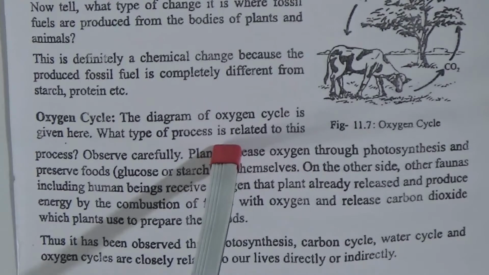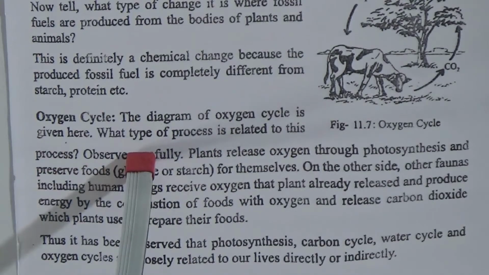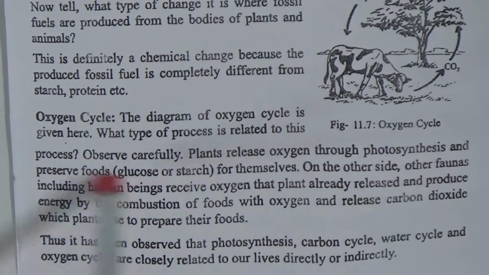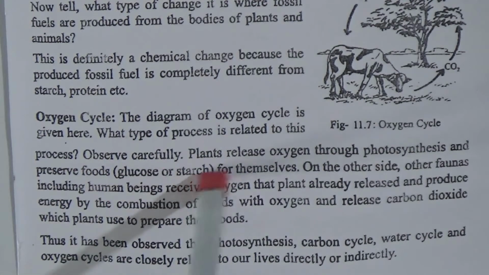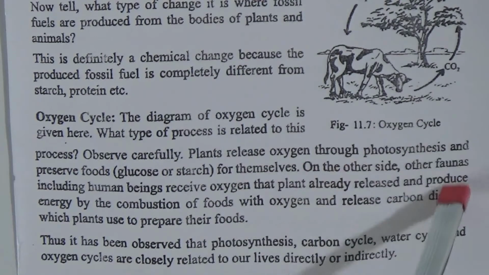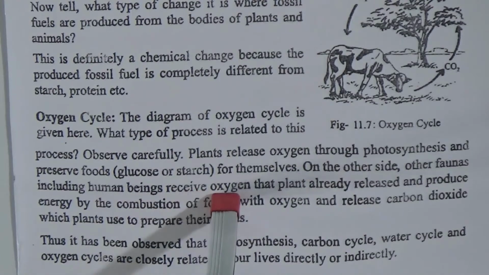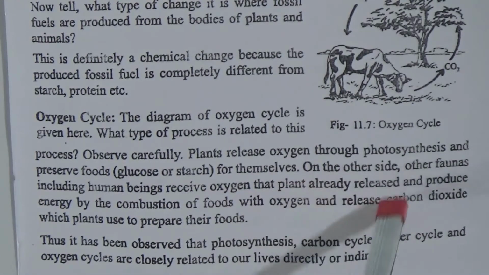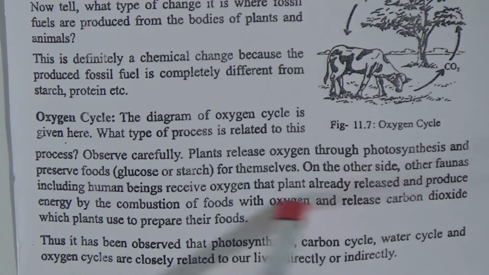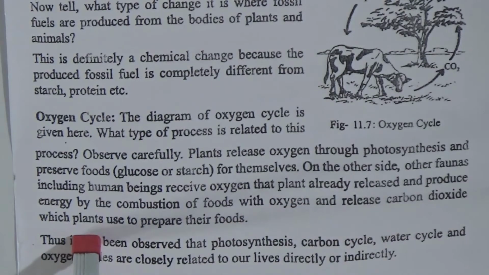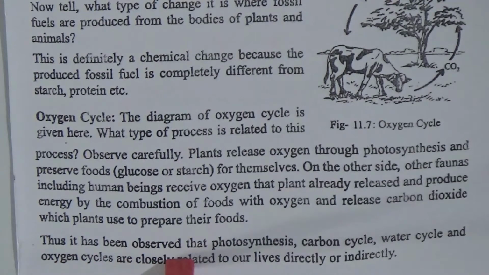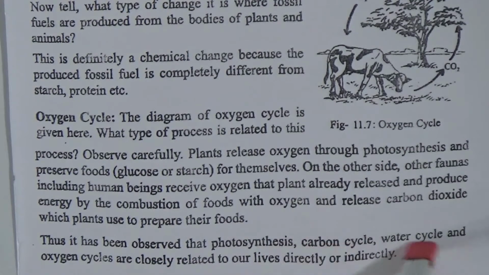What type of process is related to this? Observe carefully. Plants release oxygen through photosynthesis and preserve food, glucose or starch, for themselves. On the other side, other fauna including human beings receive the oxygen that plants already released and produce energy by the combusting of food with oxygen and release carbon dioxide, which plants use to prepare their food. Thus, it has been observed that photosynthesis, carbon cycle, water cycle and oxygen cycle are closely related to our lives directly or indirectly.